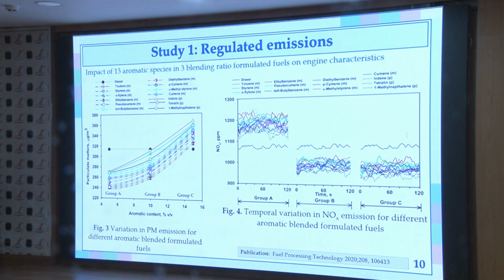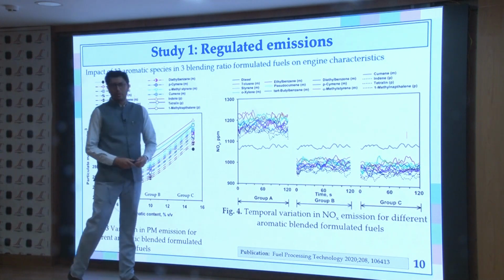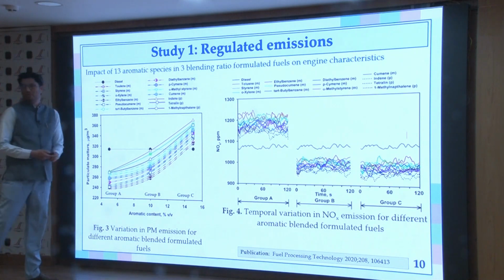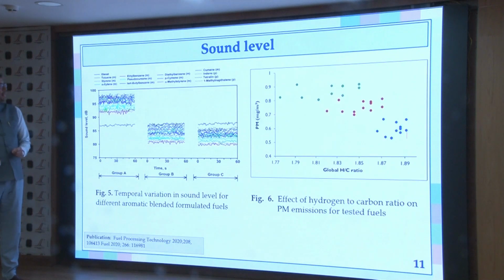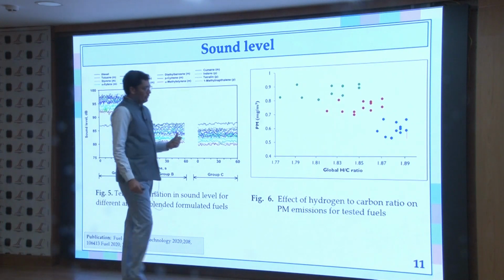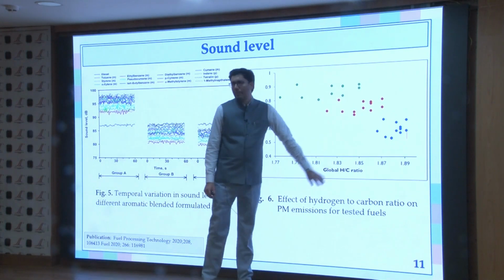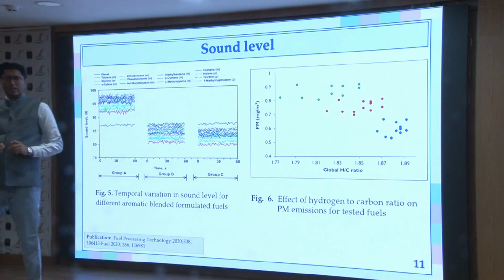carbon-carbon. And similarly, we have checked the NOx emission. We had some issues, but we have optimized this. I'll show you one more graph that has a correlation, which one is better. Then we have also analyzed the sound level, and we have seen that this change is happening because of the different H/C ratios of the aromatics.